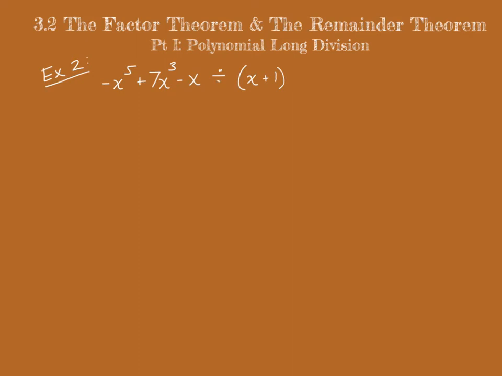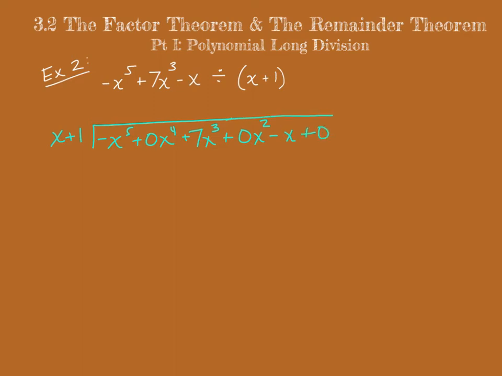So I'm going to set this up as we'll have x plus 1, our divisor, and then our dividend in here. I'm going to need to extend this. This is negative x to the fifth plus 0x to the fourth plus 7x cubed plus 0x squared minus x, or 1x, plus 0.